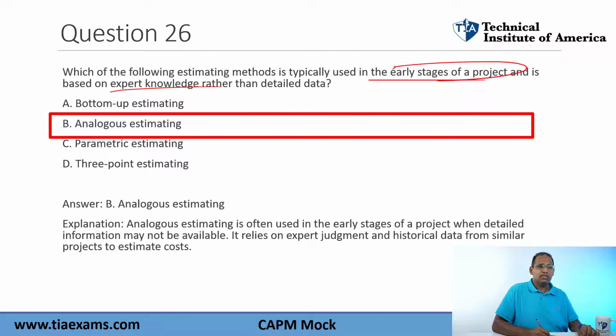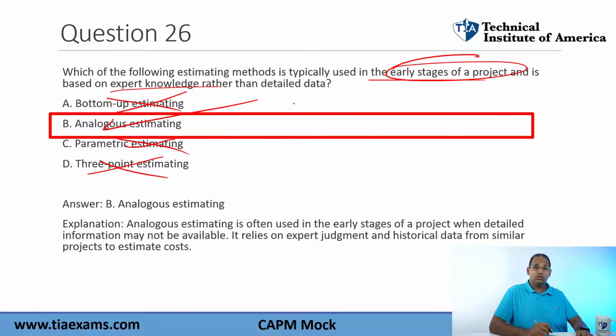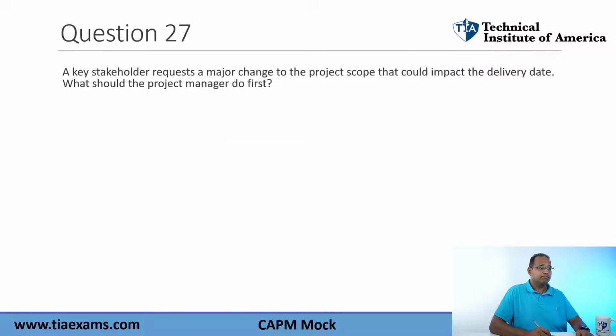Bottom-up estimation generally is not done in the early stages of the project because bottom-up needs detailed work and the breakdown of work to be aggregated. Parametric generally needs good detailed information too. Remember, parametric is a math algorithm of some kind, so it's going to need detailed information. So it's going to be a 3-point estimate. The best one, easiest one that uses historical information, uses expert judgment from similar projects from a while back is going to be analogous estimation. Know the different estimating types for your tests.